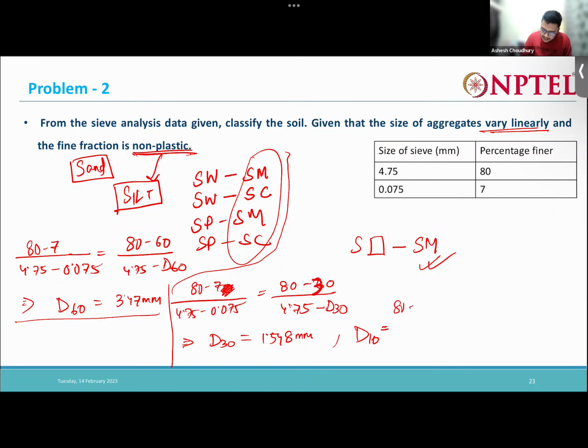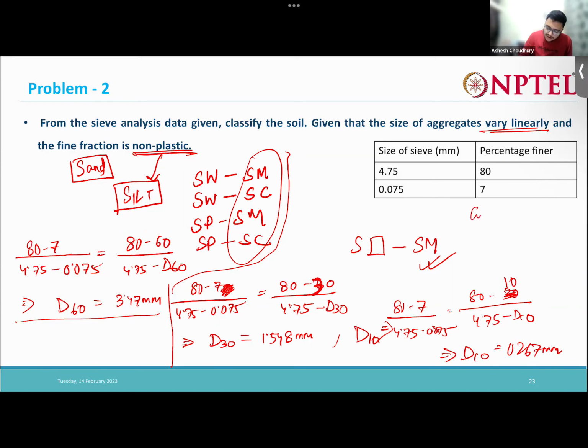So 80 minus 7 by 4.75 minus 0.075 equals 80 minus 30, sorry, it will be 10, right? 80 minus 10 by 4.75 minus D10. So if you calculate like this, our D10 comes out to be 0.267 mm. So you got the values.